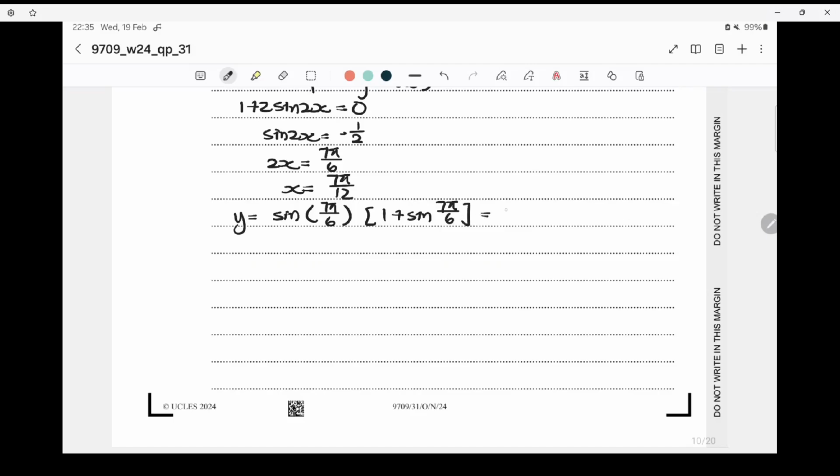That will give you minus 1 over 4. So that is your x and y. So M is 7 pi over 12, minus 1 over 4.